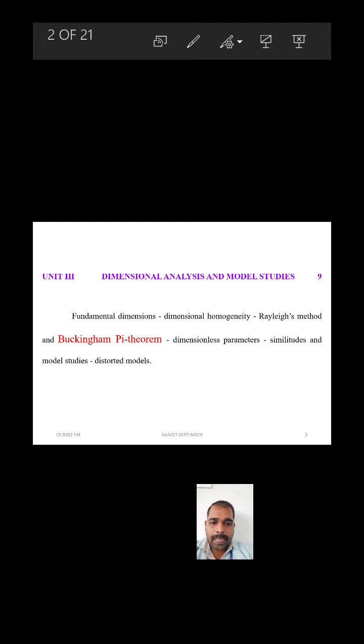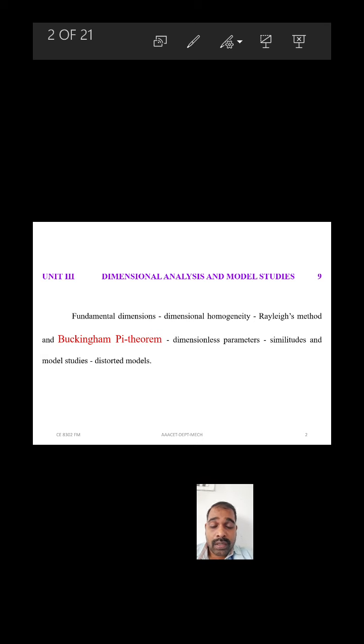So today we are going to see unit number 3, in which we are going to start Buckingham pi theorem. This comes under the method of dimensions, which we discussed earlier in the previous class. We discussed Rayleigh's method. Today we are going to see the Buckingham pi theorem method. So this is a very important topic in the third unit, right?